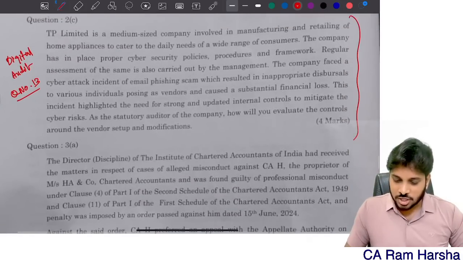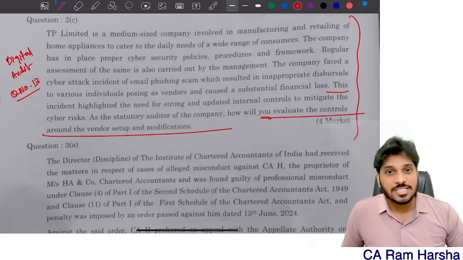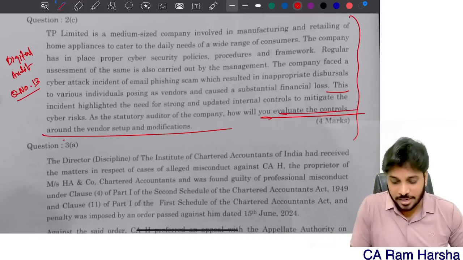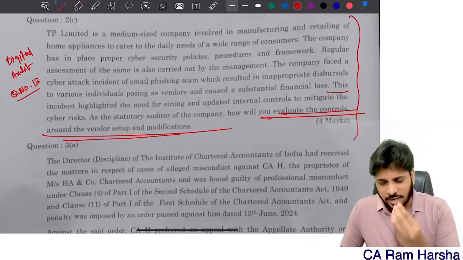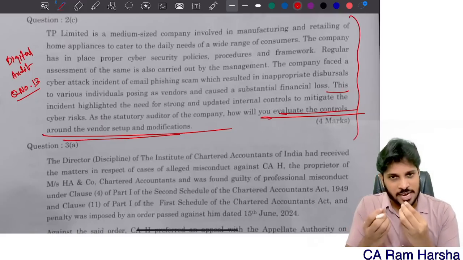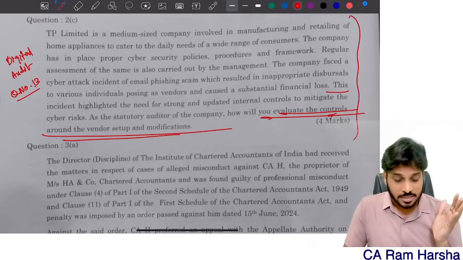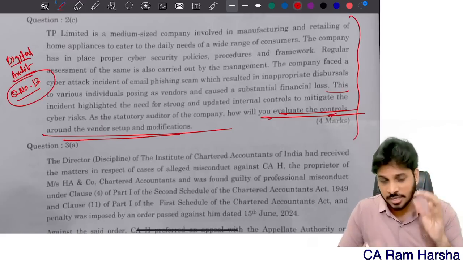This is a straight digital audit question. Controls around the vendor setup and modification. In fact, vendor setup, vendor modification, purchases to procurements to payment. This is one example which we discuss at many places in our audit subject. So what are the controls? This is a straight digital audit question in our book, question number 13, part number 1.